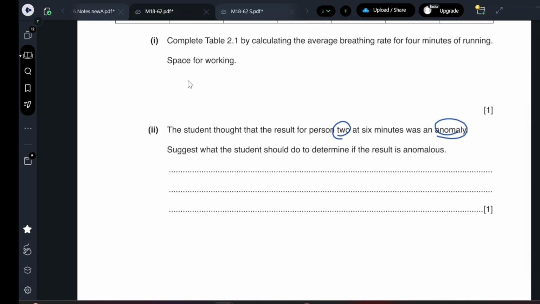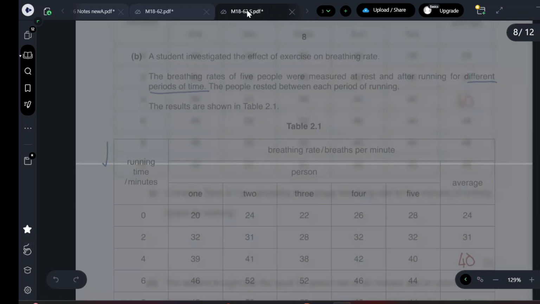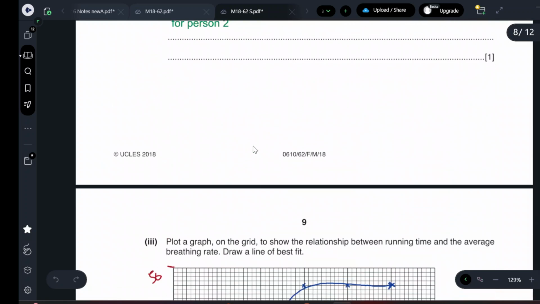If it gave you a different number, then you will repeat again until you find, okay, 3 times it gave you the same number. This one is different, so this one is wrong. So to identify anomalous results, you repeat the experiment.